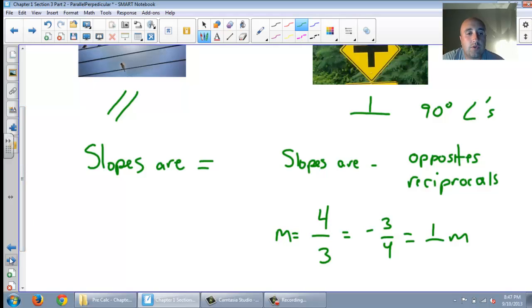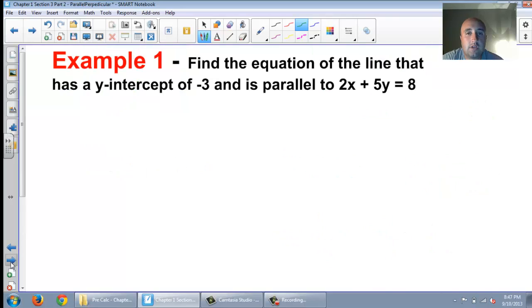So we're going to run through a few examples that you will see in your homework and your assignments. Example 1 says: find the equation of the line that has a y-intercept of negative 3. Remember, the y-intercept is b. And the line is parallel to 2x plus 5y equals 8.